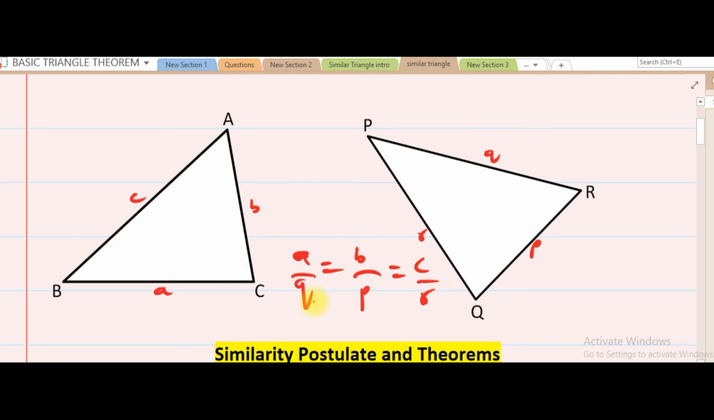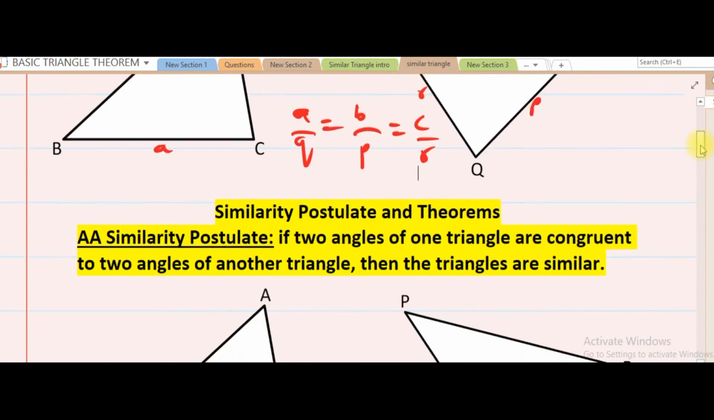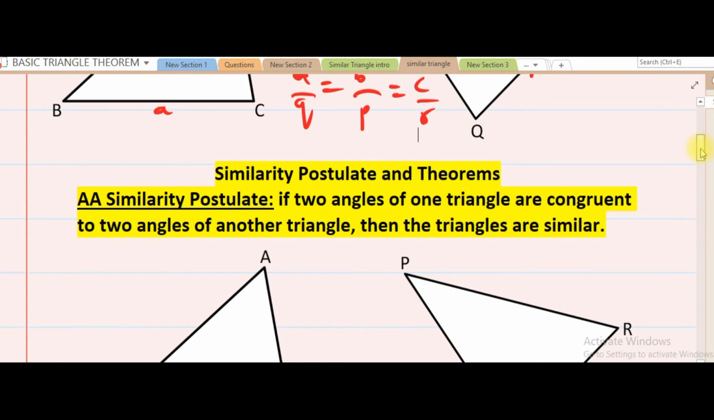Remember, we take two ratios at the same time, we can't take the three. But once the ratios of the corresponding sides are the same, you know that the triangles are similar. So let's now go over to the similarity postulate and theorems.